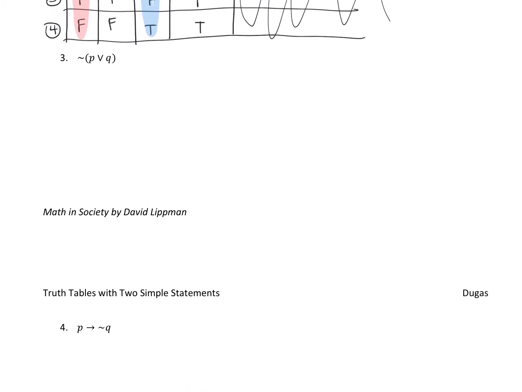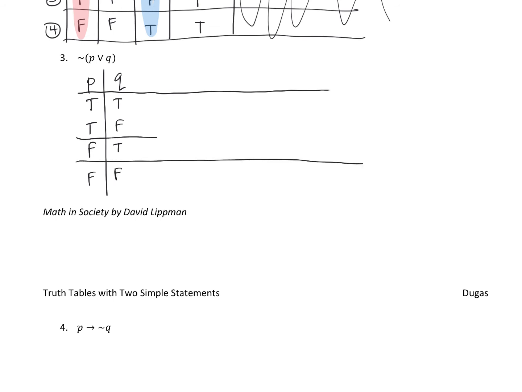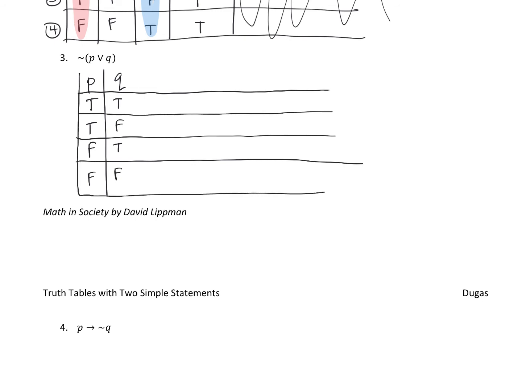Okay, the third one, same starting place. We've got P and Q. True, true, false, false. True, false, true, false. We start off the same way every time because that covers every possible combination of truth values for 2 simple statements. And now we're going to add columns as necessary.